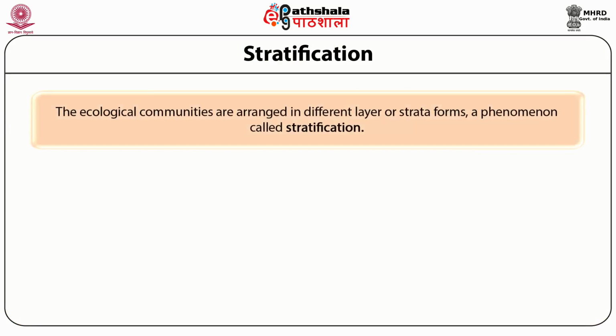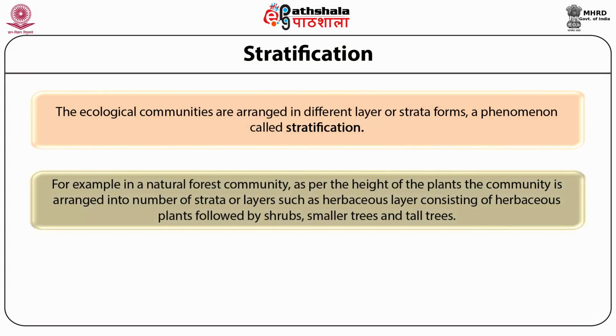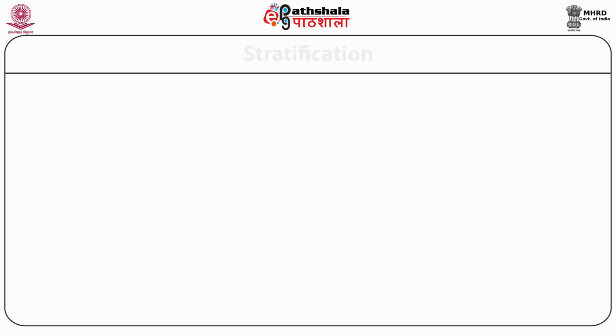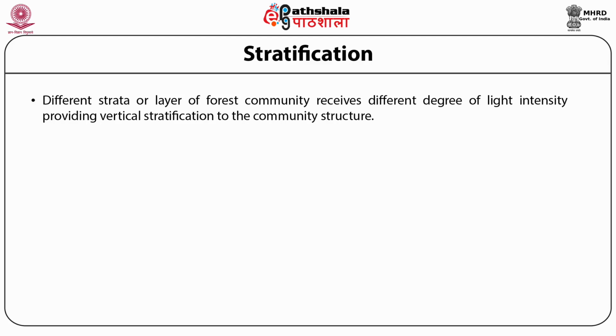Stratification. Ecological communities are arranged in different layers or strata, a phenomenon called stratification. For example, in a natural forest community, as per the height of the plants, the community is arranged into a number of strata or layers, such as a herbaceous layer consisting of herbaceous plants followed by shrubs, smaller trees, and tall trees. This stratification in the community is caused by gradations in external environmental factors like water levels, temperature, and light. Different strata or layers of a forest community receive different degrees of light intensity, providing vertical stratification to the community structure.